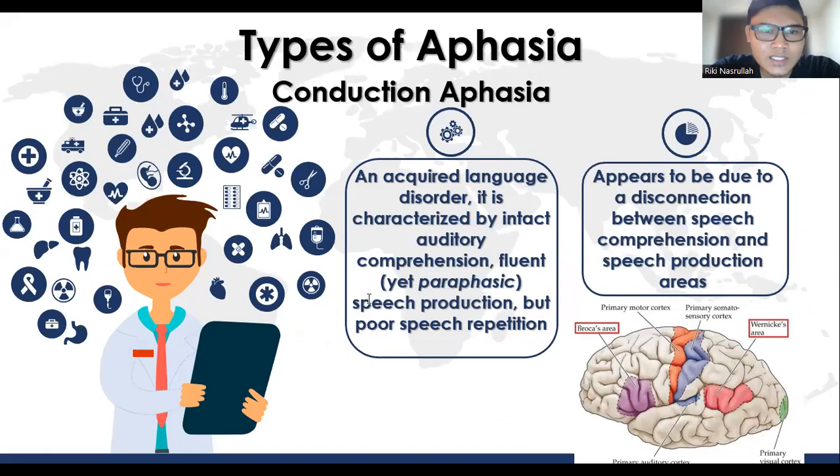So next, conduction aphasia. Conduction aphasia is an acquired language disorder characterized by intact fluency and auditory comprehension, yet paraphasias and poor speech repetition. So essentially, we have a disconnection between Wernicke's and Broca's area. That's why it's called conduction aphasia, because information cannot be conducted from Wernicke's area to Broca's area. So speech comprehension is intact, we understand speech, we can create our speech, but we cannot repeat what somebody says back to us. So that's this connection between the two.